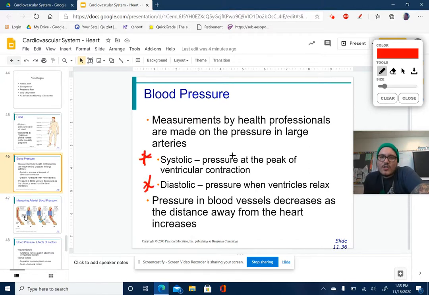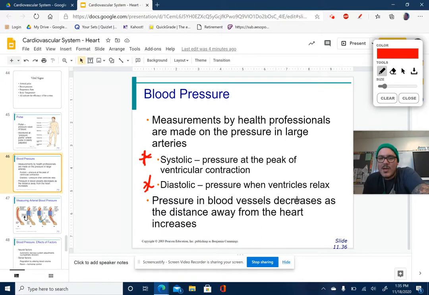Systolic pressure is the pressure at the peak of ventricular contraction. Hey, wait a second. Remember a couple videos ago we talked about systole, which is part of the cardiac cycle, and we mentioned how systole is basically contraction. It's the same thing. Systolic pressure is just going to be your systole, but it's going to be pressure of the ventricles contracting. Diastolic pressure is going to be when the ventricles relax, which is diastole.